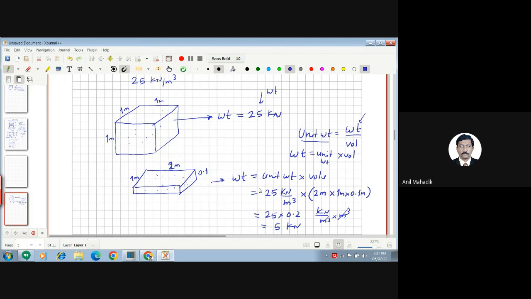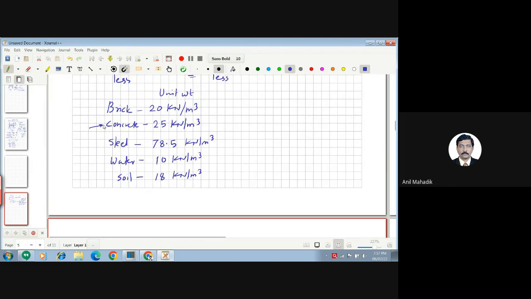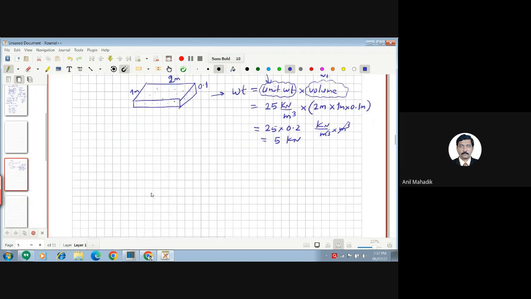That means you should know the unit weight of different materials, that is the first case. If you want to calculate the dead weight or self weight of any object, first of all you should know the unit weight of that material. And second, you should know how to calculate the volume of that object. It depends on the shape. All of you know this. So unit weight we have seen, these are the unit weights of different materials, and now how to calculate the volume.